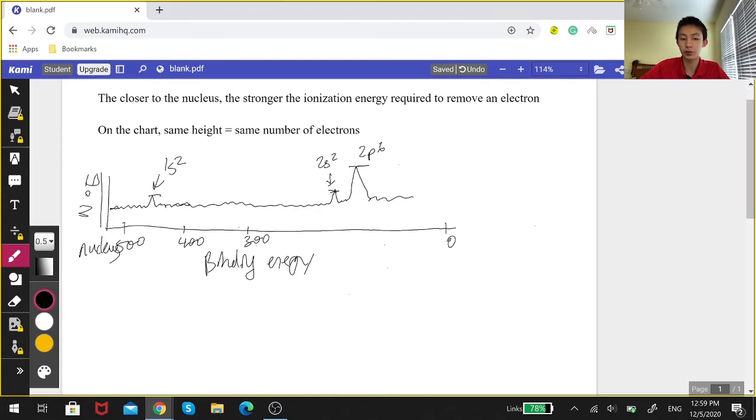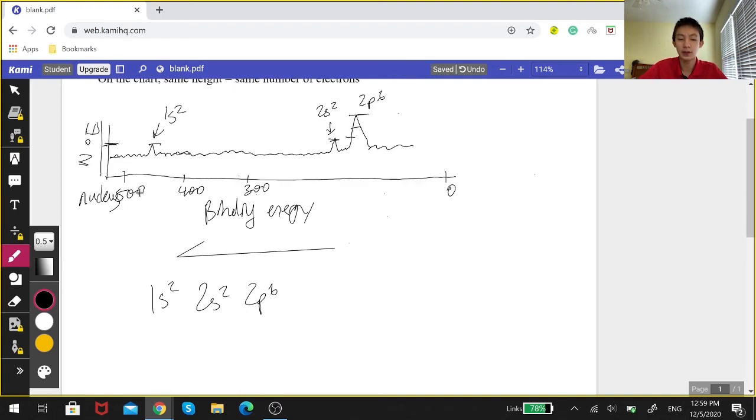Alright, so now if we were to write the electron configuration, we're going to write 1s2, 2s2, and 2p6. Now, how do I know it's 1s2 and not 1s1? Well, that is because in order to get to 2s2, the 1s subshell has to be filled completely. That tells me this height means 2 electrons, so anything on this height means 2. And since this is about 3 times this high, I know it's 2p6. So this is our electron configuration over here.